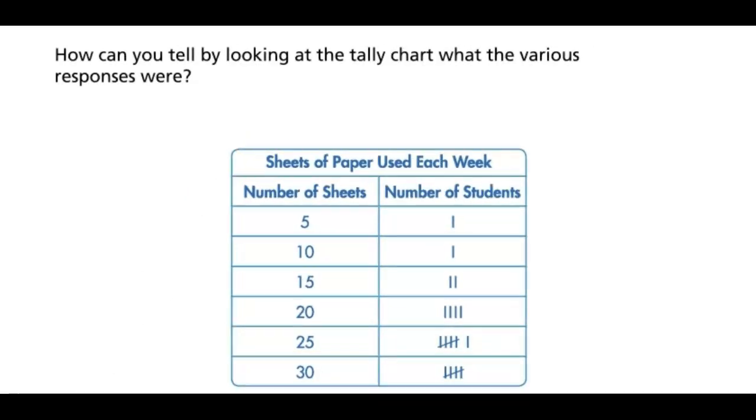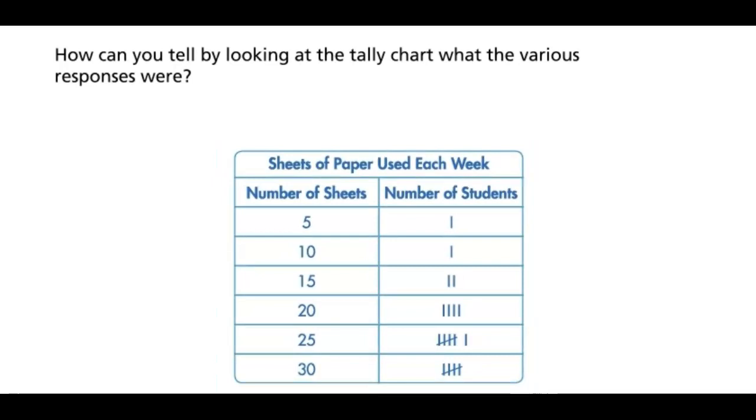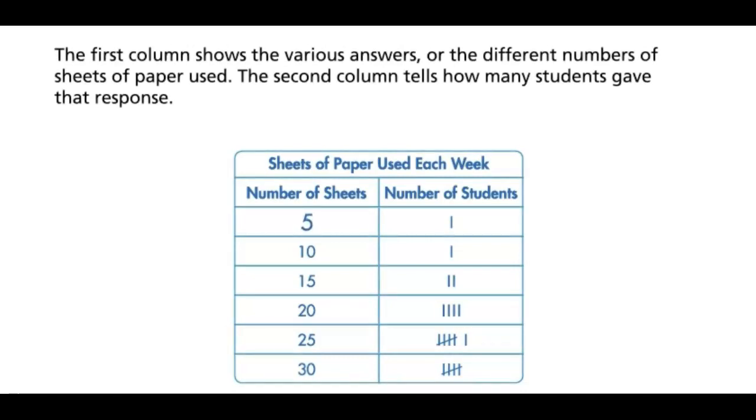How can you tell by looking at the tally chart what the various responses were? The first column shows the various answers, or the different numbers of sheets of paper used. The second column tells how many students gave that response.